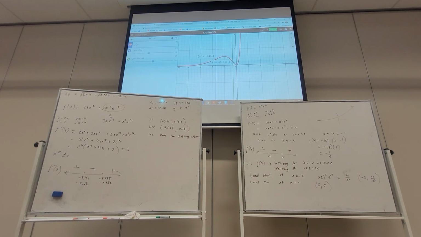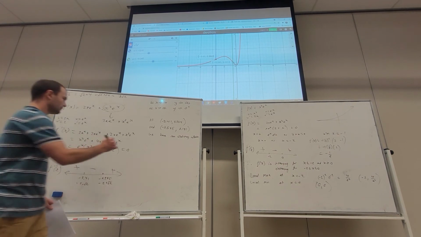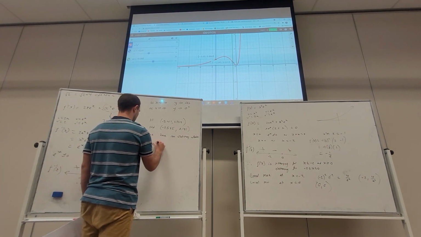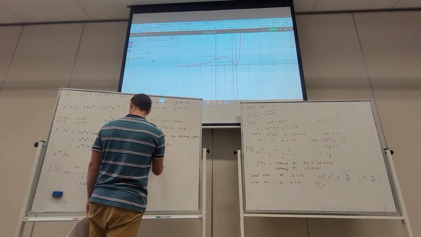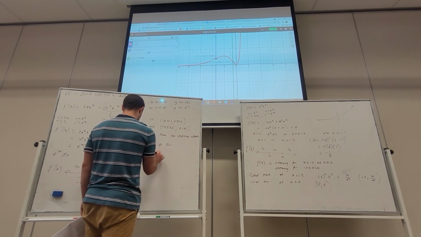Okay, very last part. Hence state intervals when it is concave up and concave down. So it's concave up for x being less than.